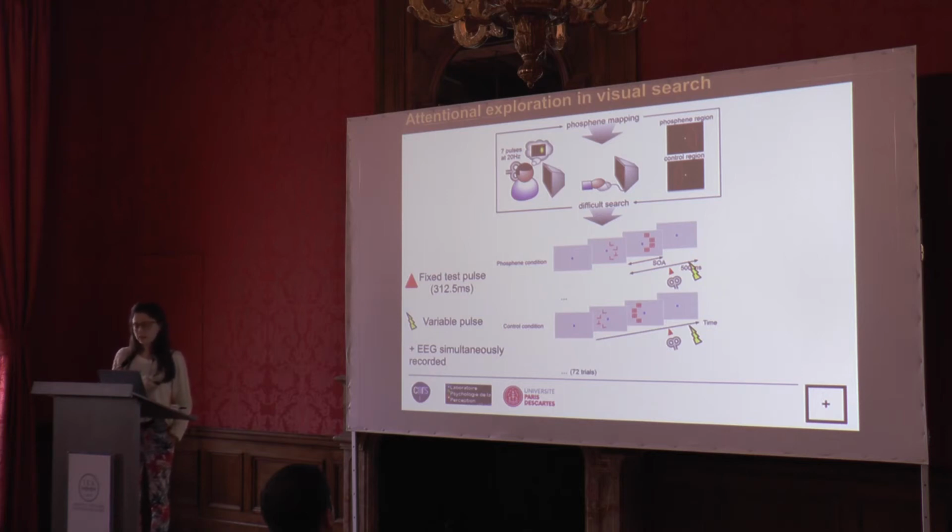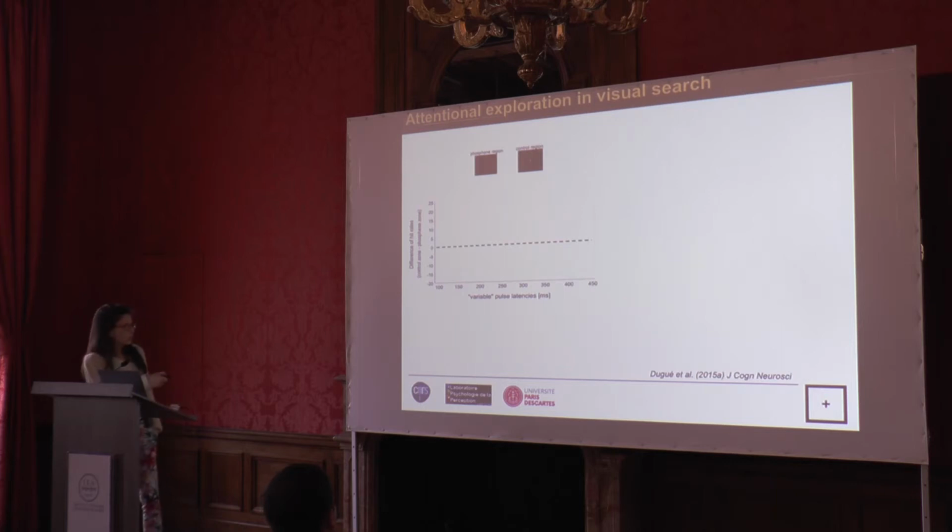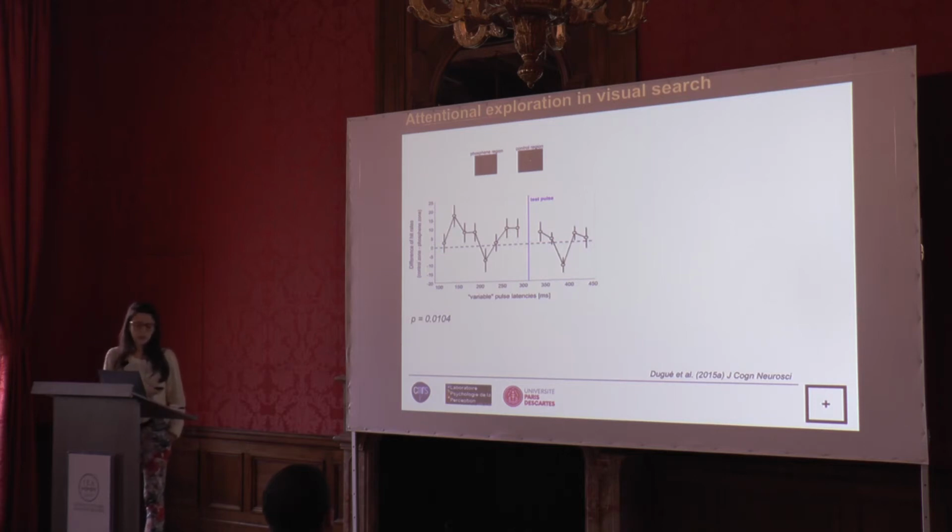Okay, so this is the method, and here are the results. I represent here the performance in hit rates as a difference between the trials in the control region minus the phosphene region, which means that above 0 is an impairment, a decrease in performance as a function of the stimulation, and below is a facilitation. This time point here is the delay of the fixed pulse, and here is the performance according to the delay of the moving pulse. So first, what you can see is that it's not the same thing according to the delay.